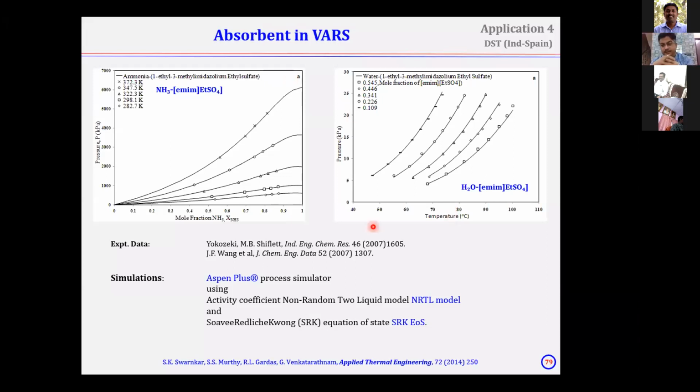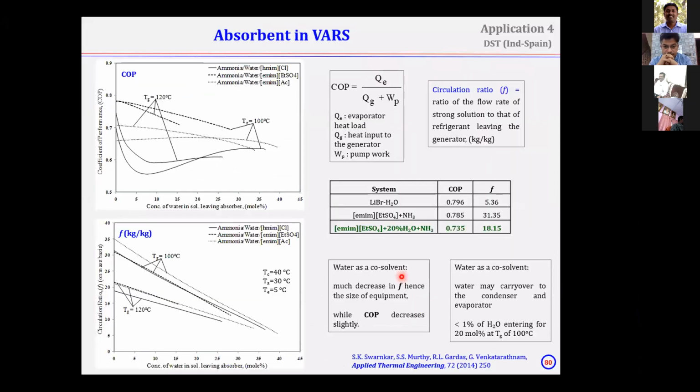And instead of designing a prototype, we used Aspen, the NRTL model and an equation of state to get the results. This is through collaboration with Professor Venkatrathnan's group, and it's an MTech project by Sumit Swarnakar. We were happy to notice that in the conventional lithium bromide-water system, the circulation ratio is very small and the coefficient of performance is good.